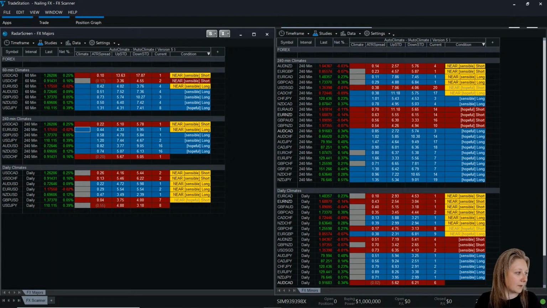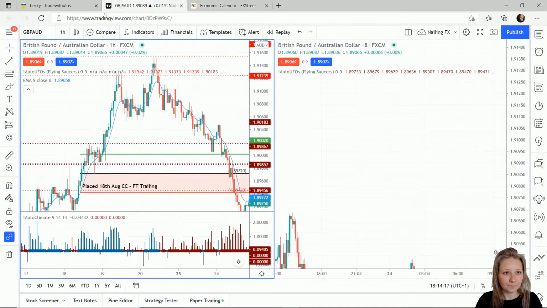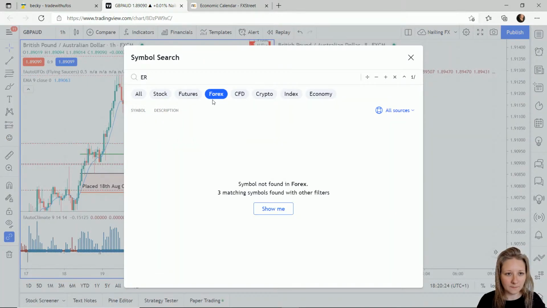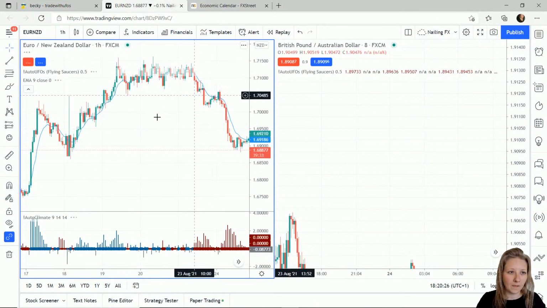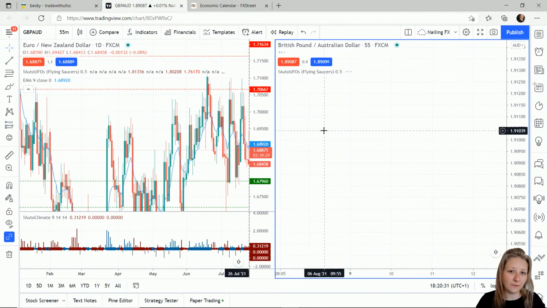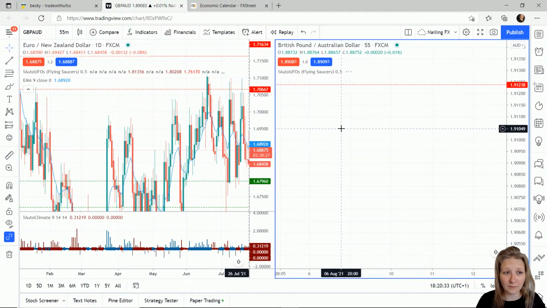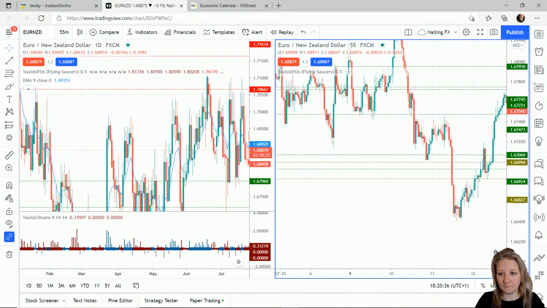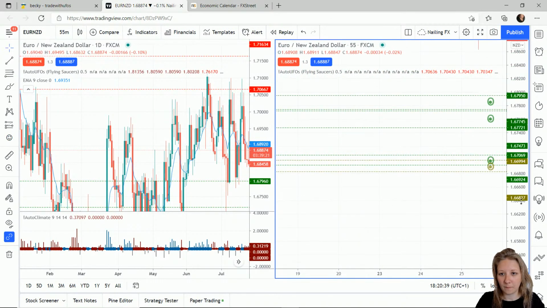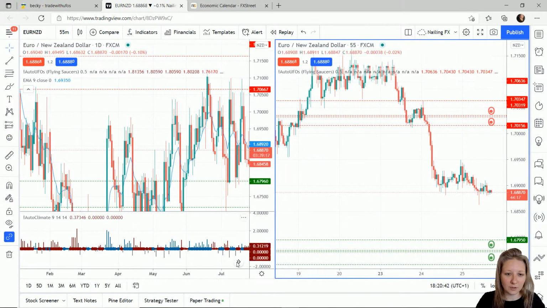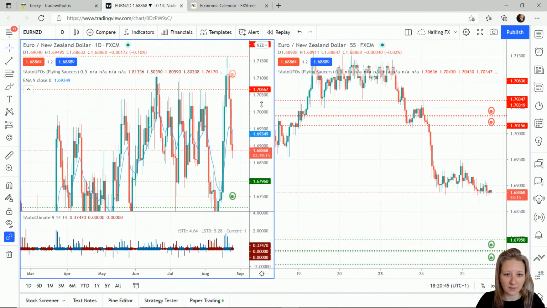So what we're going to do is come back to TradingView. We're going to look at euro New Zealand, and we're going to make it a day. So on the right hand side, it's going to be a 55-minute chart. If you can't get a 55-minute, 60-minute would be fine. And we're going to look at, there we go. There we are. And we're going to look at the opportunities that we have here, if they exist.